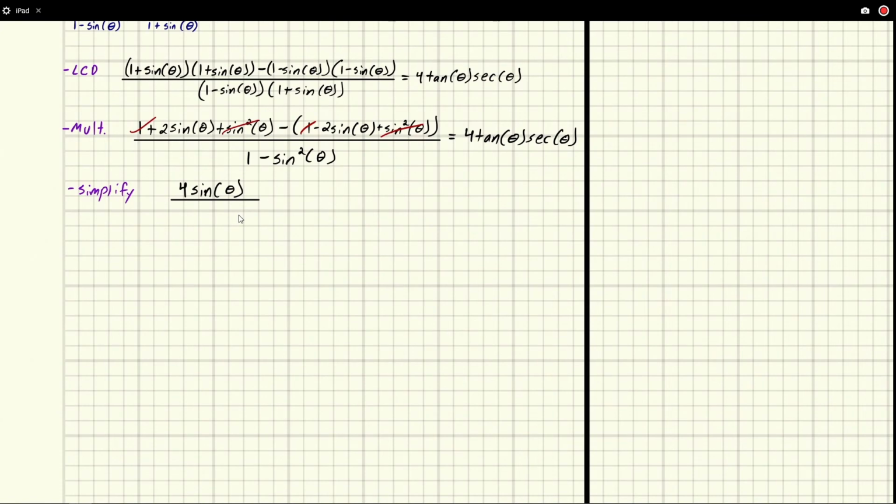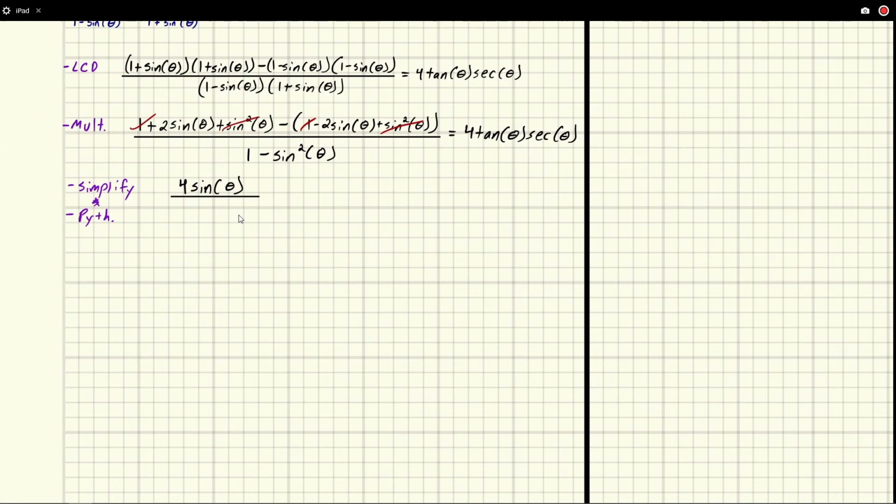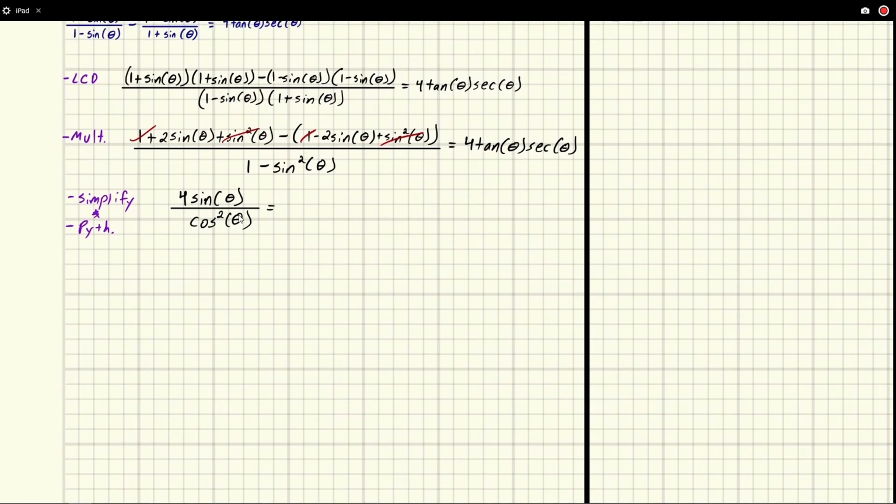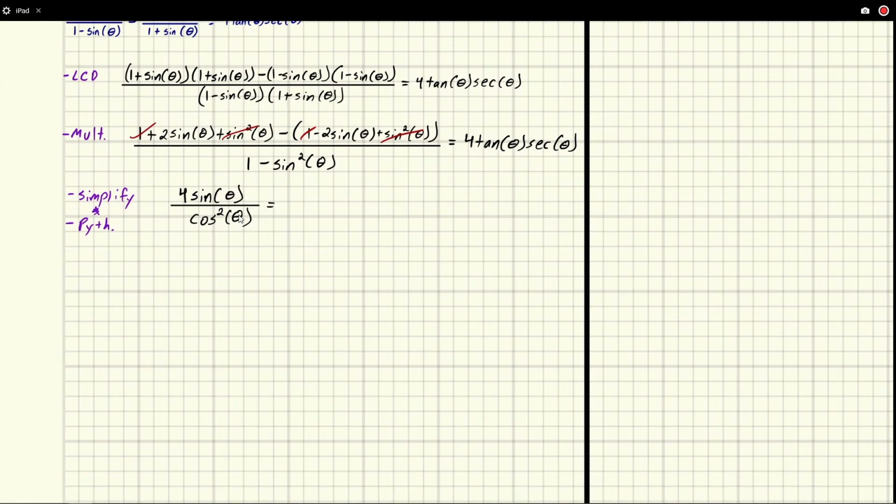Well, let's go ahead and do two things here. We can use a Pythagorean identity at the same time. Cosine squared plus sine squared theta is equal to 1. 1 minus sine squared theta is therefore equal to cosine squared theta. I've shown that basic proof several times in previous problems. So if you're struggling with that one, I suggest going and looking at some simpler problems. We've got 4 sine theta over cosine squared theta, and we want 4 tangent theta secant theta.